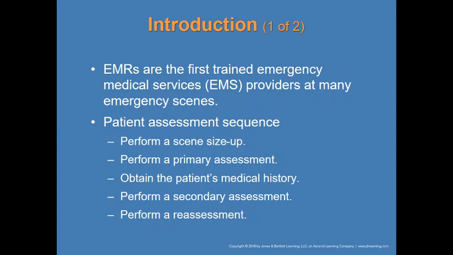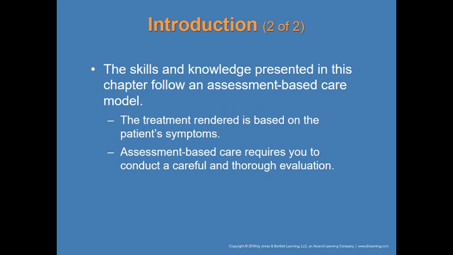Getting a good patient medical history. If you can't get the medical history on the patient, maybe you can go through their wallet or through their purse or ask bystanders. Doing your secondary assessment, making sure that you go back and you check for other injuries, and then performing your reassessment. If you fix something, make sure it stays fixed.